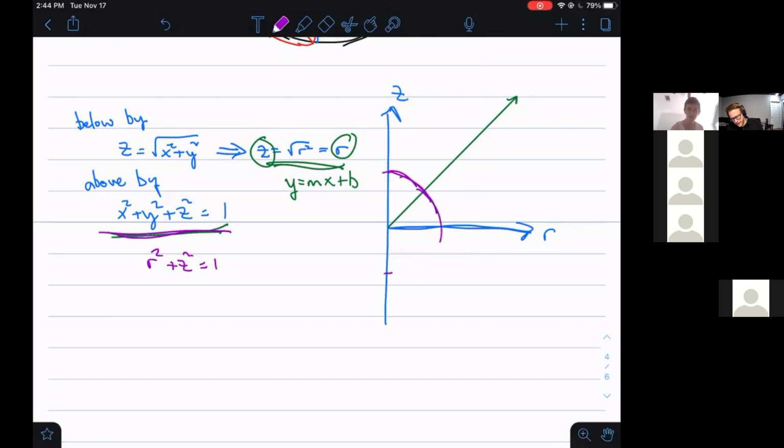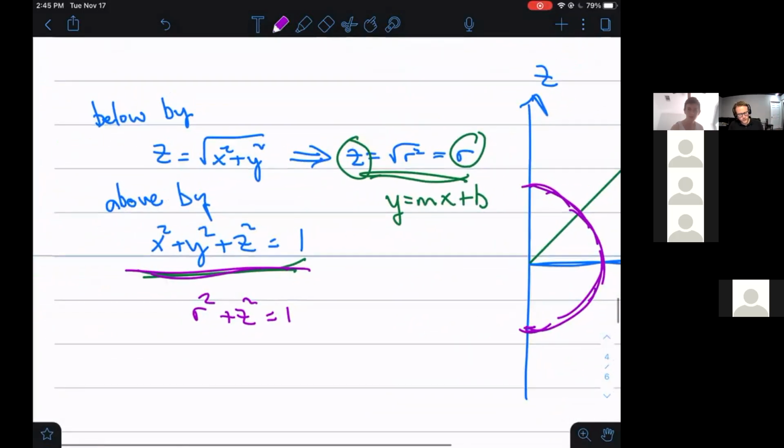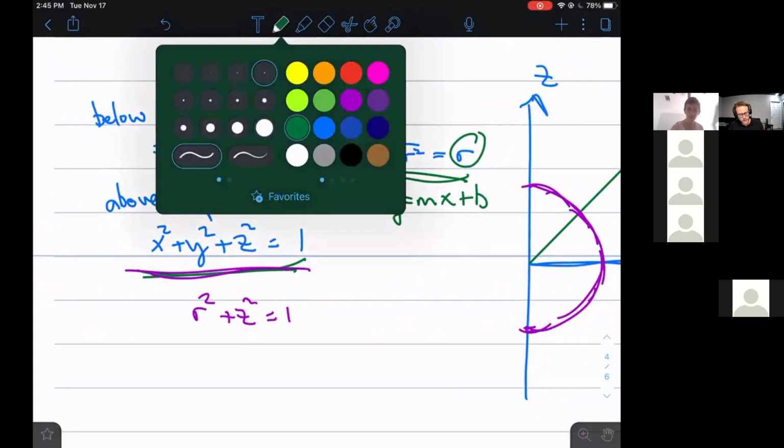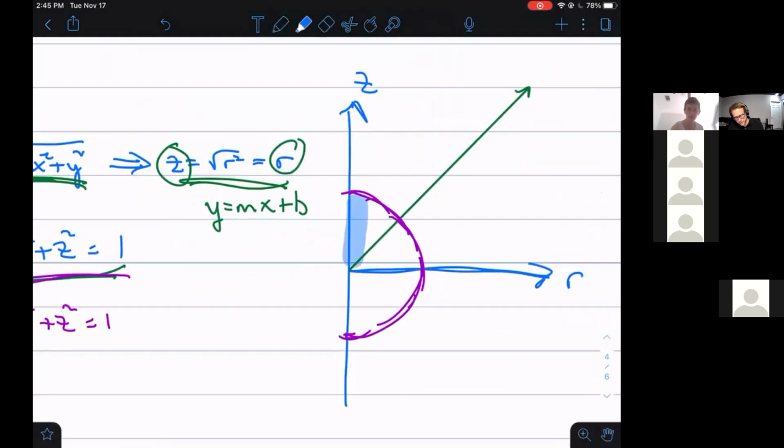I do an RZ half plane just because, again, R's are only positive. We don't really consider when you have negative R's. That's why I use the half plane rather than just the full plane here. And so if it's below by this, well, this will end up being a cone here. So if it's below by this equation and above by the purple equation, well, then my region is going to be this right here.